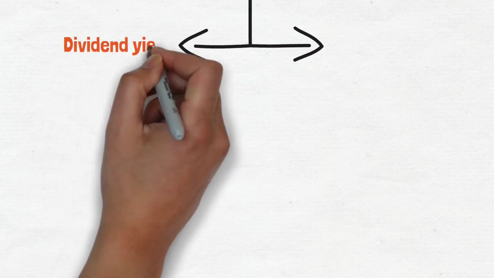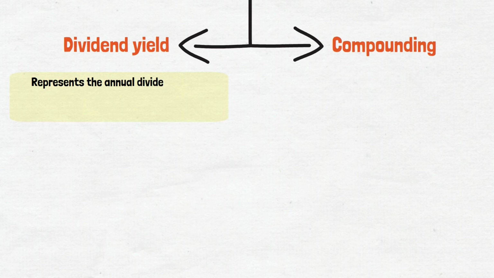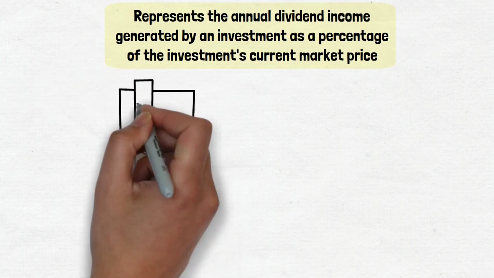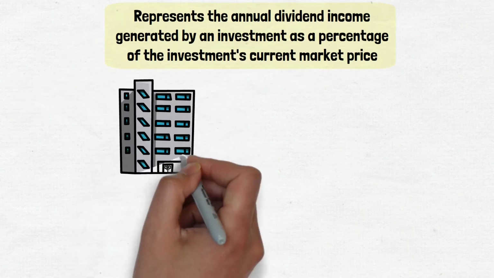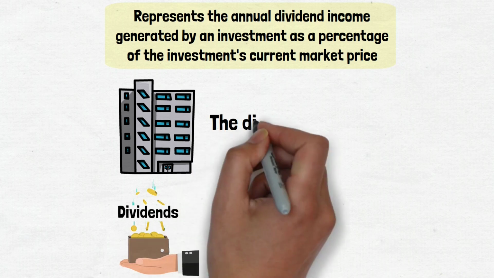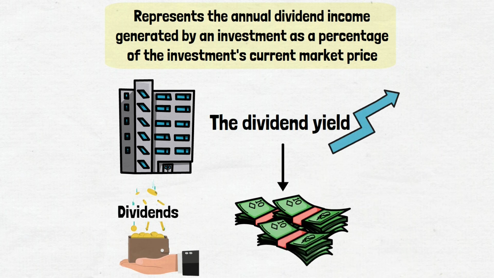At its core, the dividend snowball strategy rests on 2 key principles: dividend yield and compounding. Dividend yield represents the annual dividend income generated by an investment as a percentage of the investment's current market price. Companies that offer dividends usually distribute a portion of their profits to shareholders as dividends. As an investor, the higher the dividend yield, the more income you receive relative to your investment.